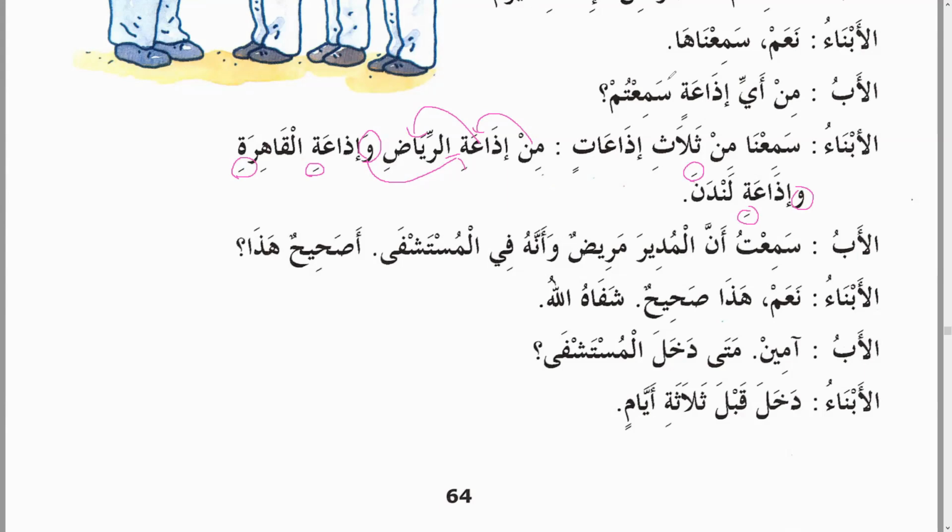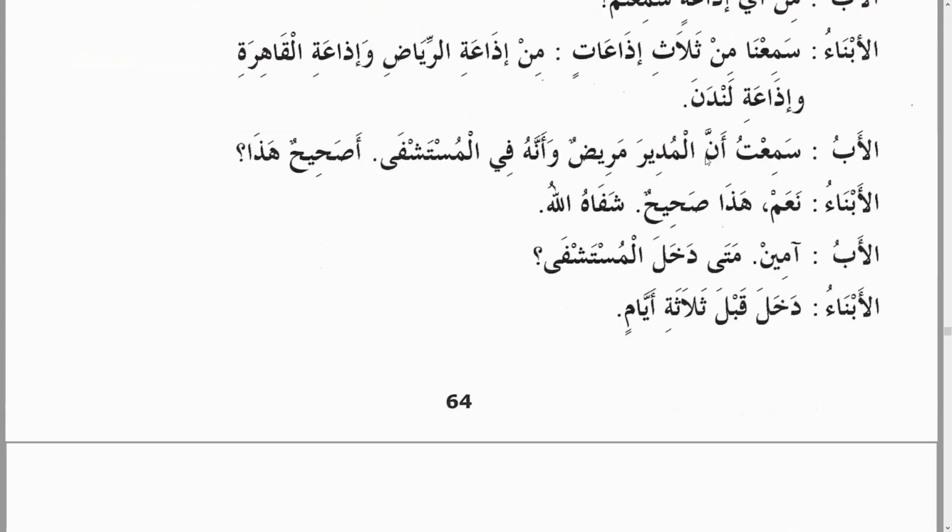Madinatun Khadimatun. Okay. Sami'atu, I heard. Anna al-mudira, I heard that. Anytime we say qala, we have inna. But for other verbs, we have anna. Anna is a sister of inna, and it makes the ism mansub. سمعت أن المدير مريض. I heard that the principal is sick. Anna means that.